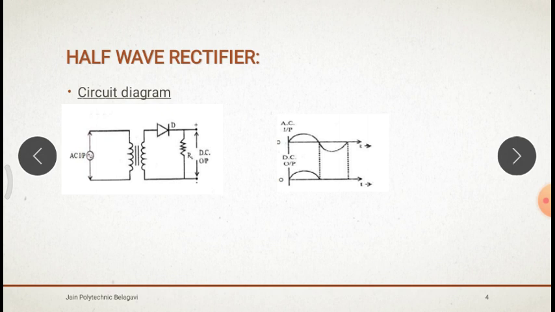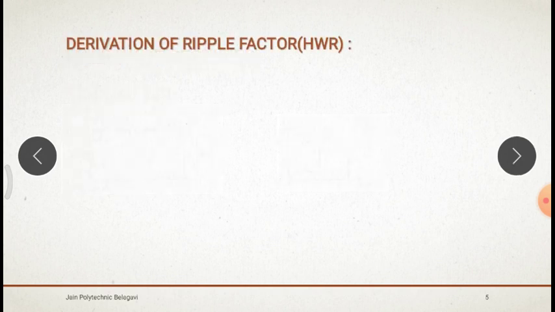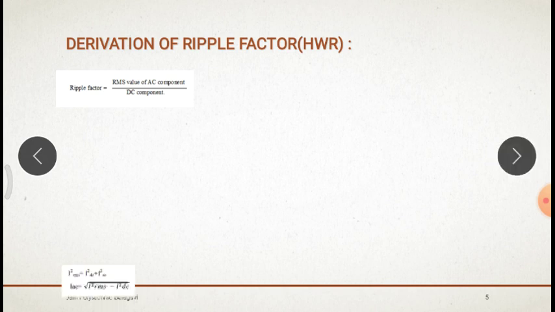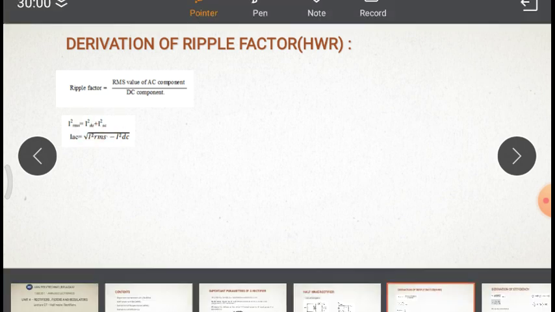So this is about the rectifier circuit diagram and its waveforms. Next we'll see some parameters. Ripple factor. What is the ripple factor? Just now I told you it is the RMS value of the AC component to the DC component. So I RMS square is equal to I square DC plus I square AC.